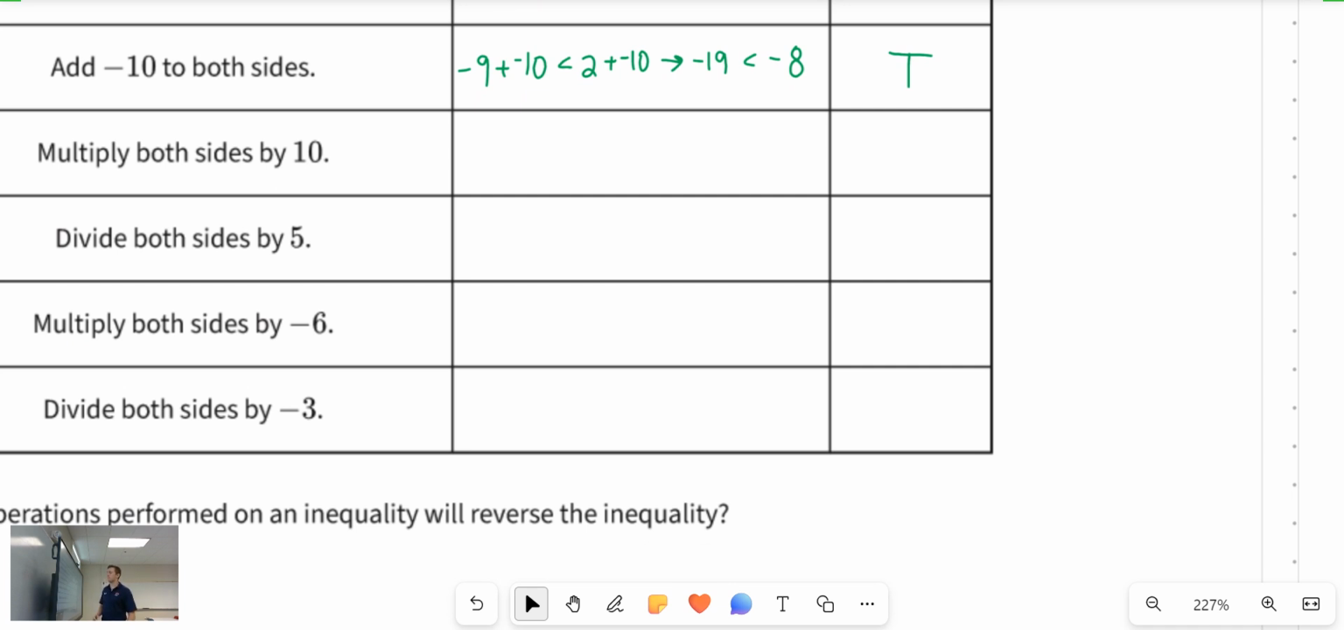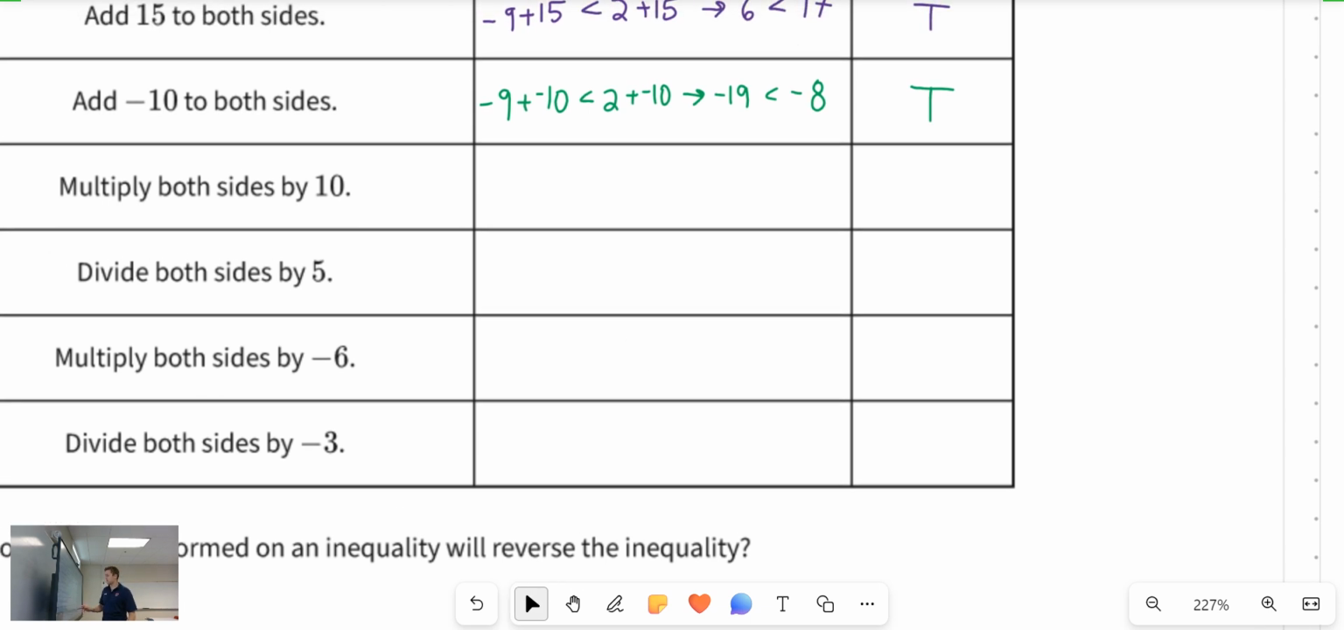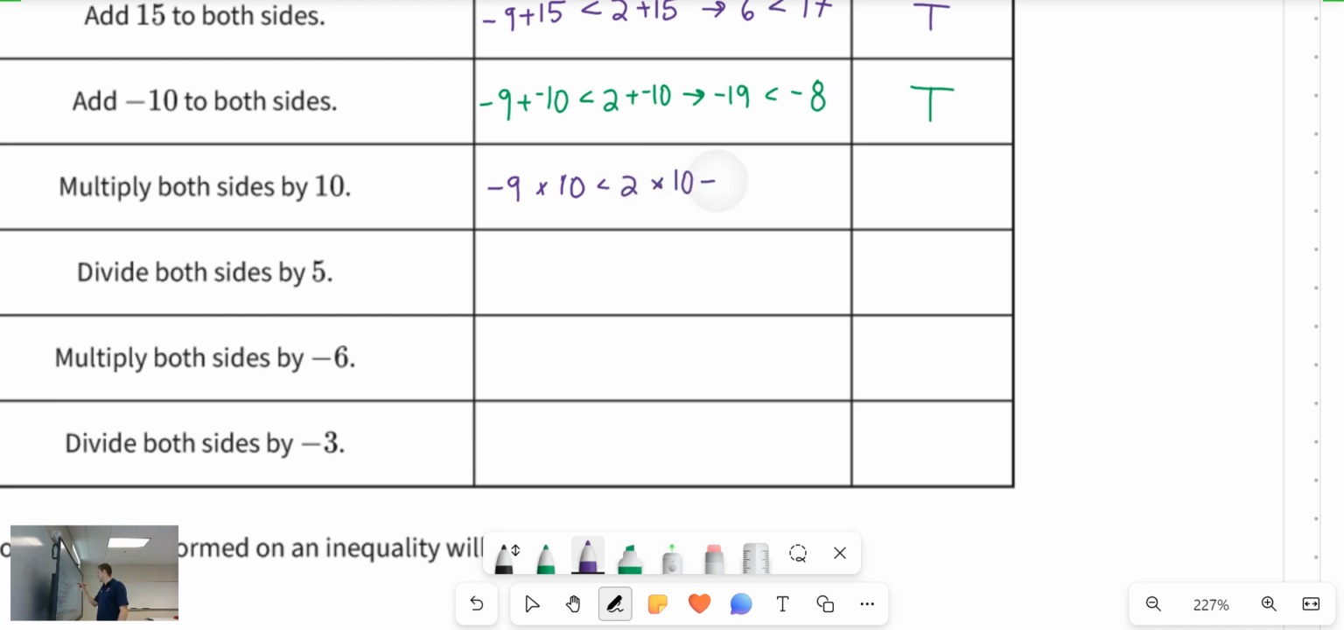Multiply both sides by 10. All right, we've got to be in purple mode. -9 times 10 is less than 2 times 10. -9 times 10 is -90, which is less than 2 times 10, which is 20. Is this correct? Yes, -90 is less than 20, so that is still true.